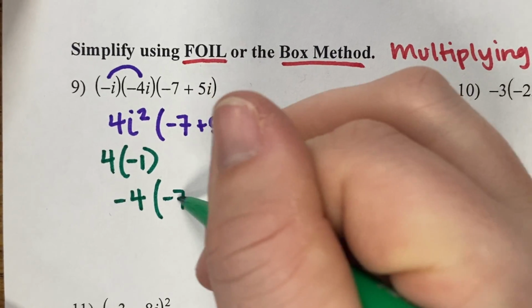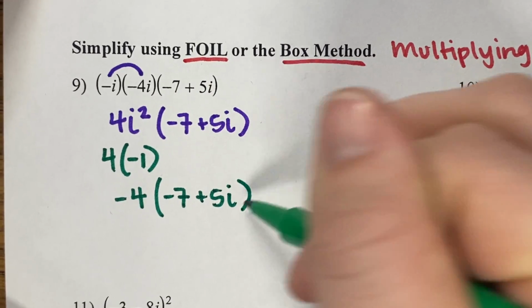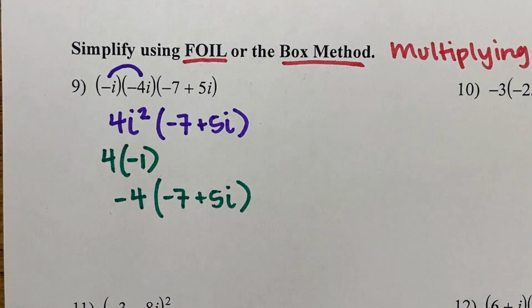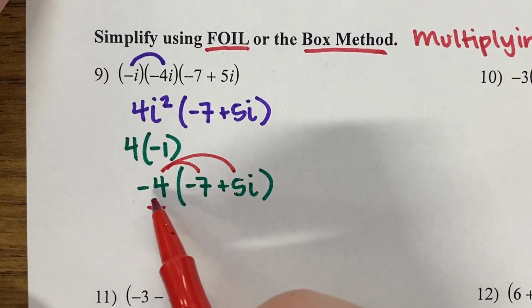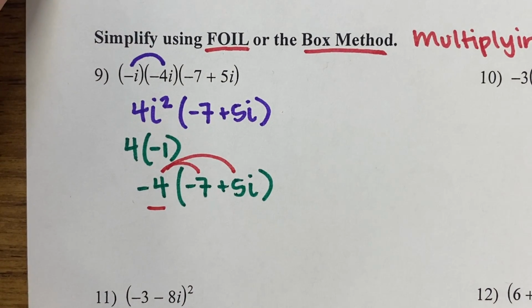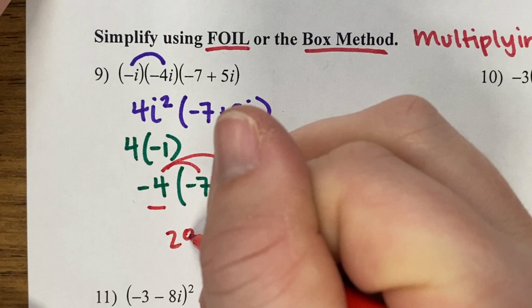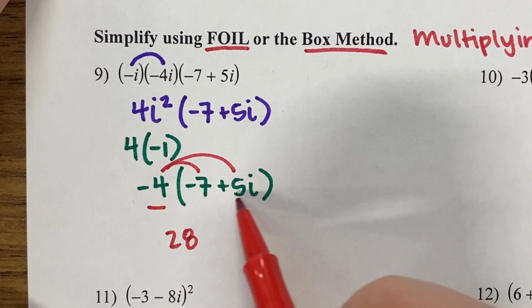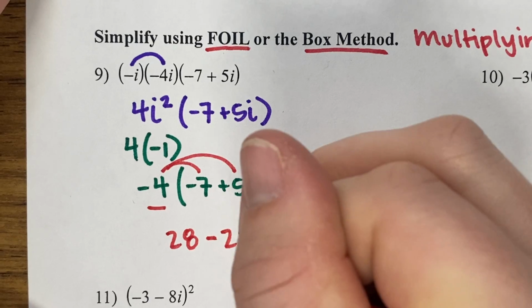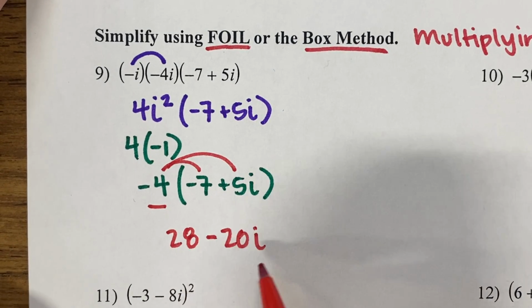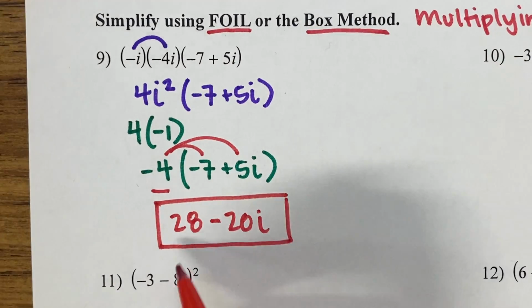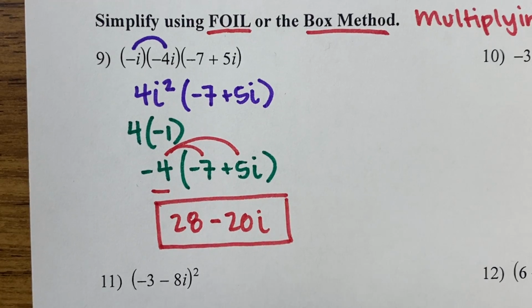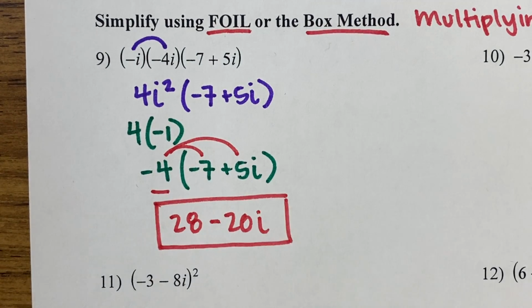Now let's go ahead and multiply it by the negative 7 plus 5i. Okay, well, when we multiply this out, just take negative 4, distribute it, meaning multiply it to both. We have negative 4 times negative 7, which is going to give us a positive 28. Negative 4 times positive 5i is going to give us negative 20i. I don't see any i squared, so we don't have to change anything. And it is in the proper order, so 28 minus 20i. And there we go.